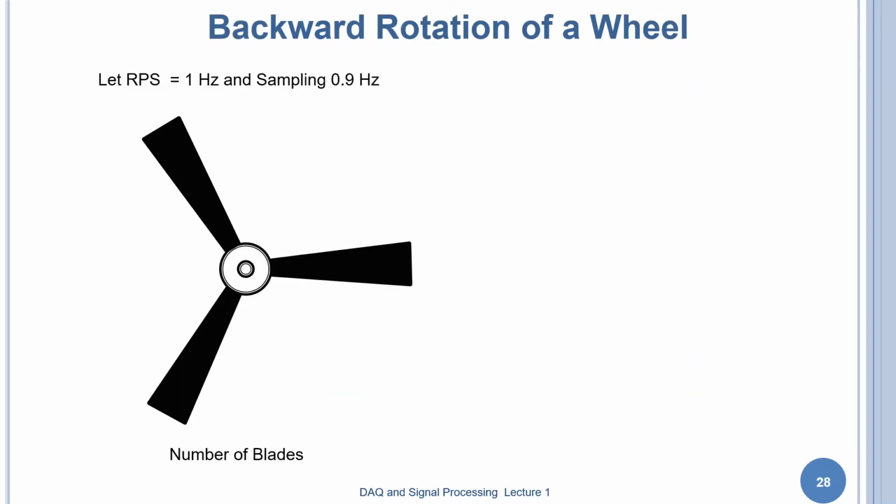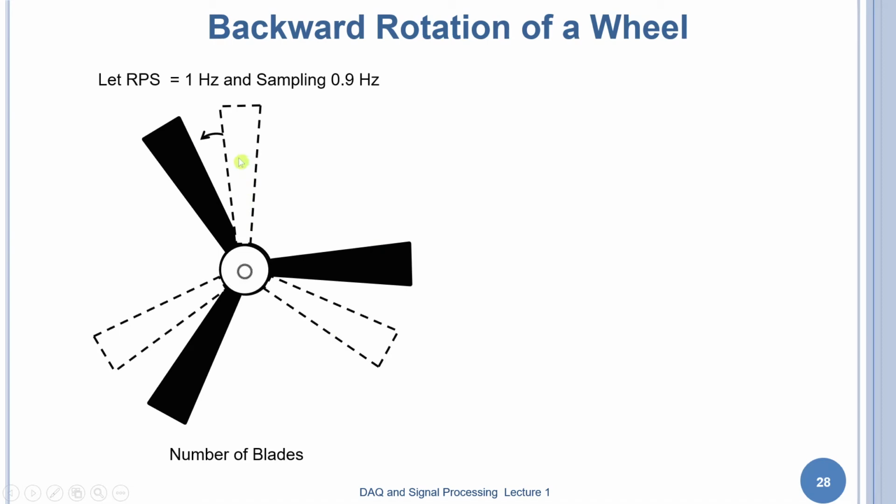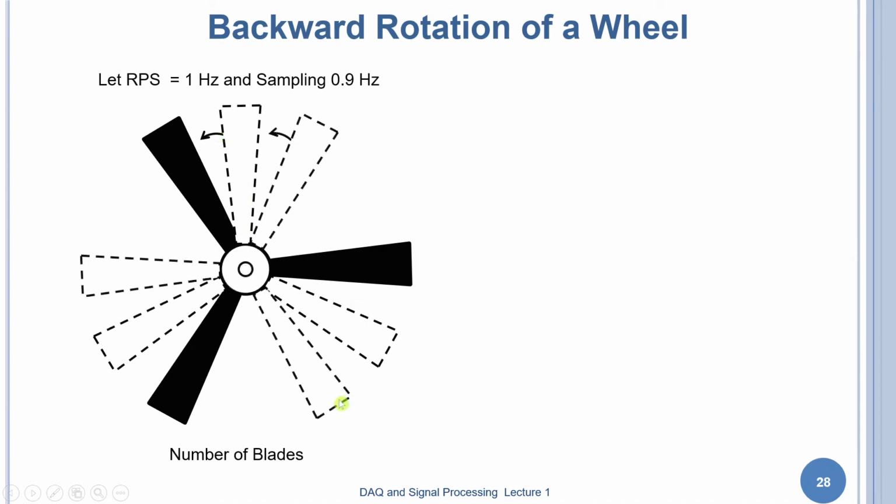Now let's look at this backward rotation of the wheel in more detail. Let's take a ceiling fan as an example, a ceiling fan with three blades, and the fan is moving at 1 hertz, so 1 revolution per second. If I'm sampling at a lesser value, the fan will not come back to its original position. It will be lagging by some amount. The next frame will be lagging further, so you will have the effect of the fan moving backwards.